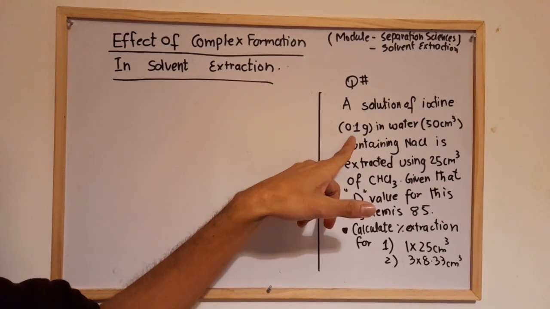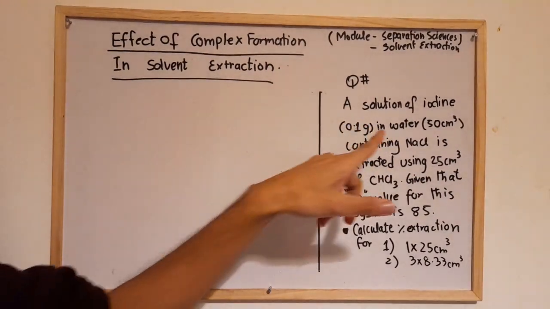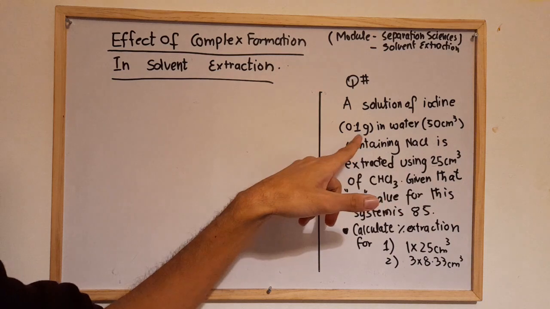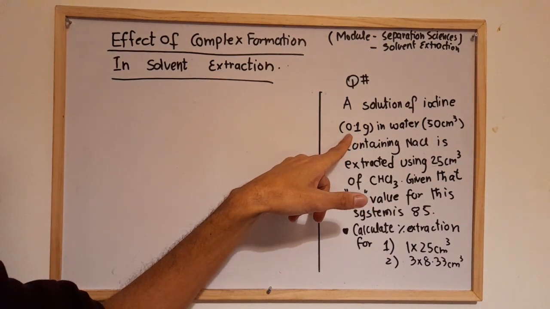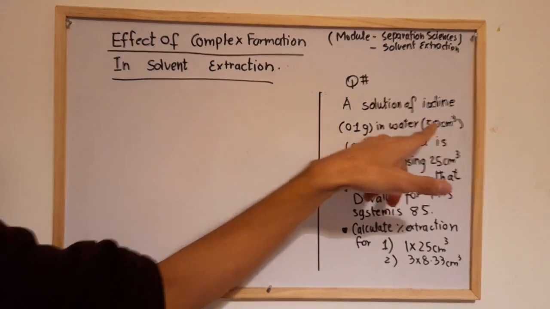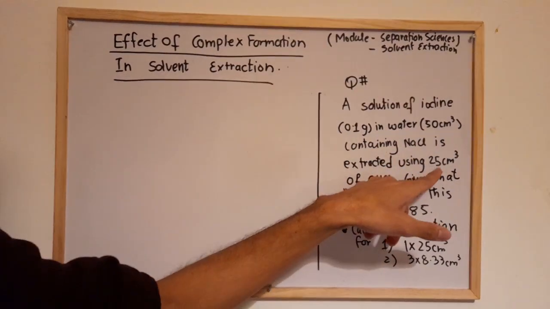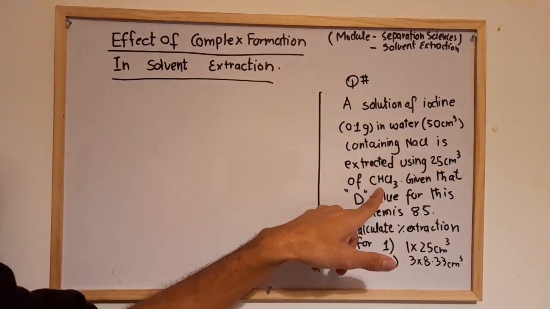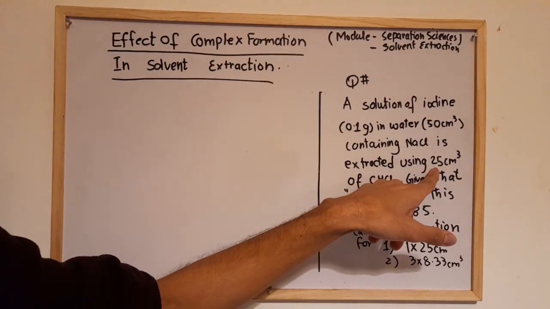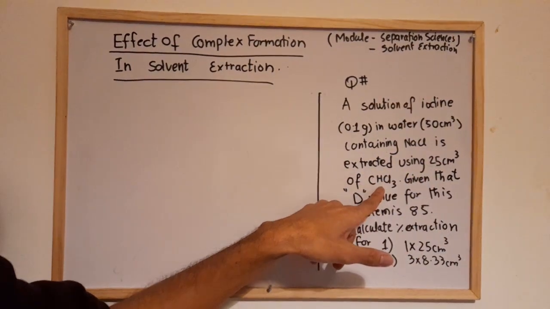A solution of iodine, 0.1 gram in water, 50 centimeter cube. So that's the initial concentration of iodine in water, and that's the volume of the water containing NaCl. It is extracted using 25 centimeter cube of chloroform, and that's the volume of the organic layer.